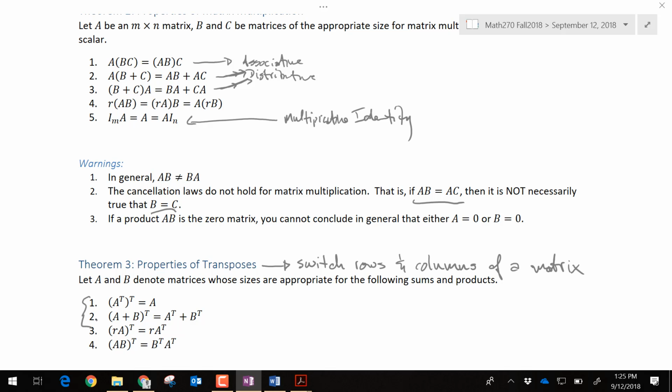So (AB) inside the parentheses and B transpose, A transpose outside the parentheses are definitely going to look different, but the transpose is supposed to be this. So we'll see more of this next time.